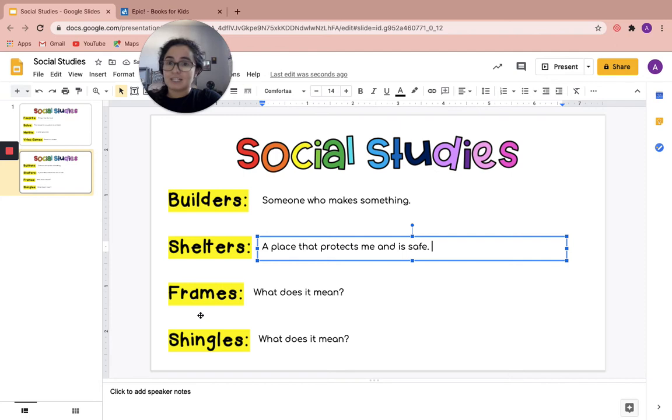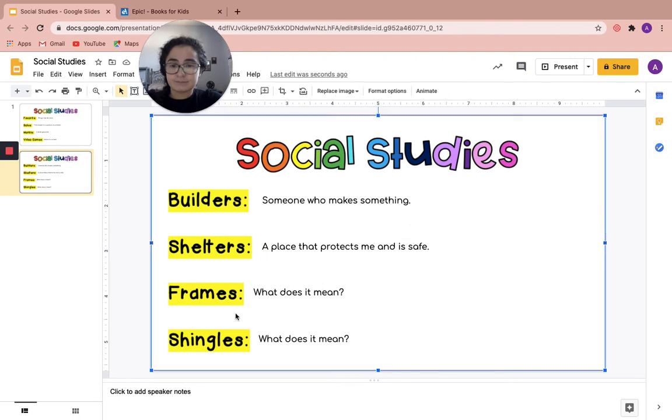Okay, let's move on to our third vocabulary word. Do you know what this word says? All right, let's spell it together. F-R-A-M-E-S. Do you know what this word is? This word says frames. Do you know what a frame is?